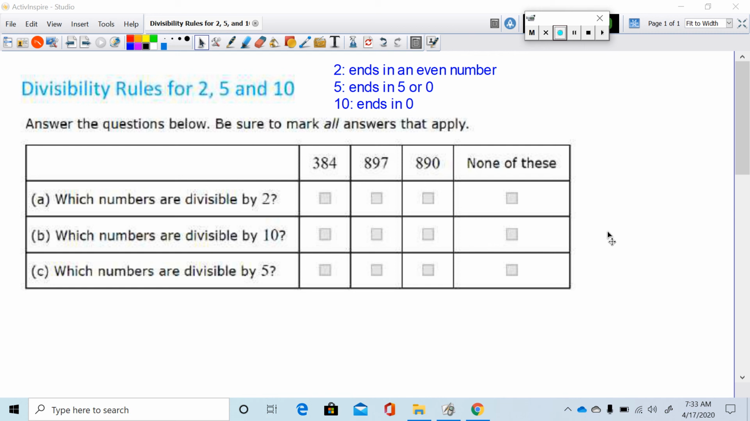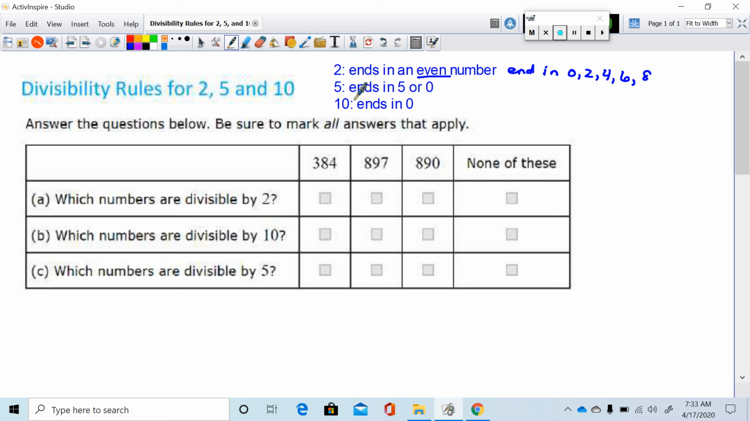The divisibility rules for 2, 5, and 10. If it's divisible by 2, it ends in an even number. Now, even numbers end in 0, 2, 4, 6, or 8. So if a number ends in one of these digits, it's divisible by 2.